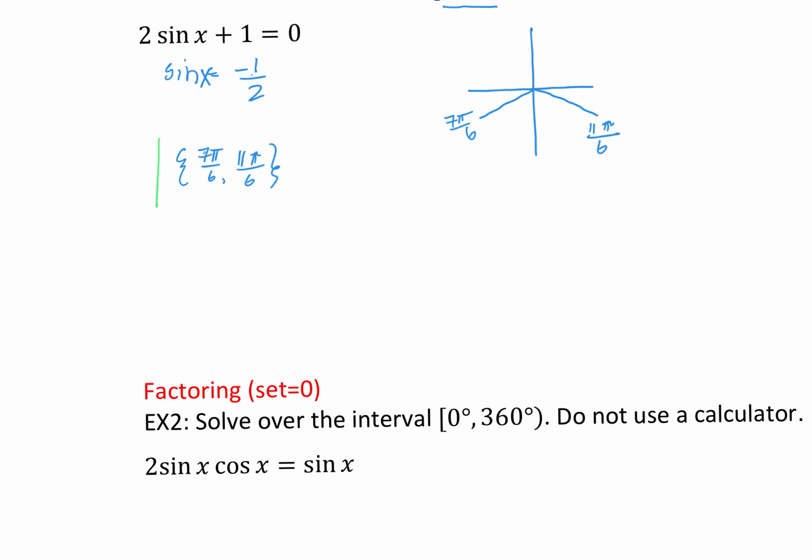So that's it. If you have one trig function, just use algebra properties to get that trig function by itself. And then to solve for the argument, in this case the argument is x, you would just go to your unit circle. Now just pay attention to what interval you're given to solve. For instance, if I was given the interval from negative 2 pi to positive 2 pi, then I would have had two more solutions.